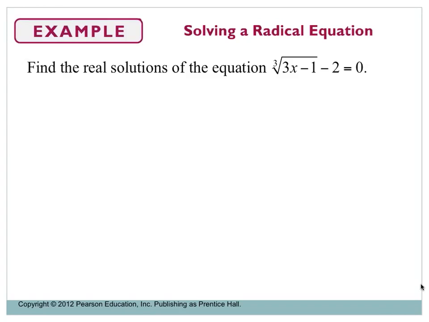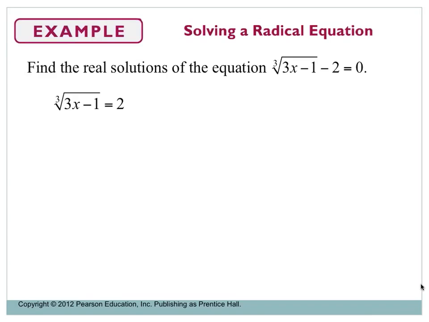Let's say we want to find the real solutions of the equation cube root of 3x minus 1 minus 2 equals 0. So when you're solving something like this, what you want to do is get the root by itself. So we're just going to add 2 to both sides first. So you're left with cube root of 3x minus 1 equals 2.